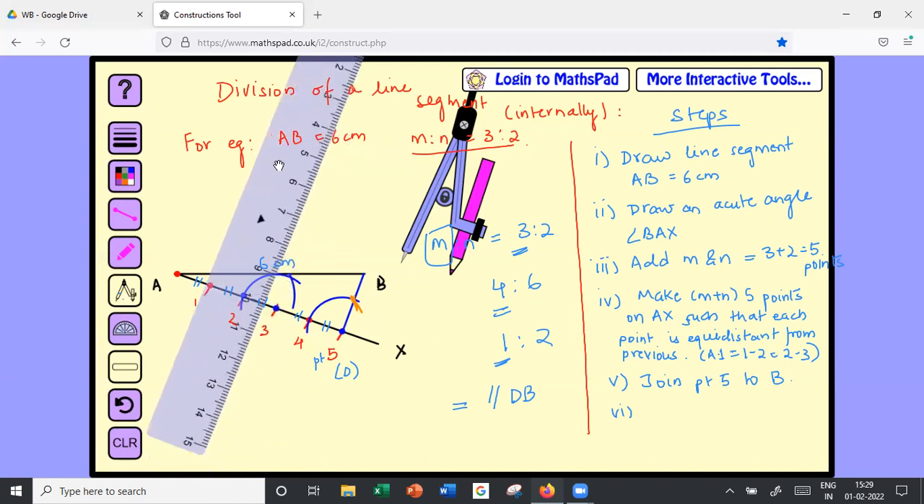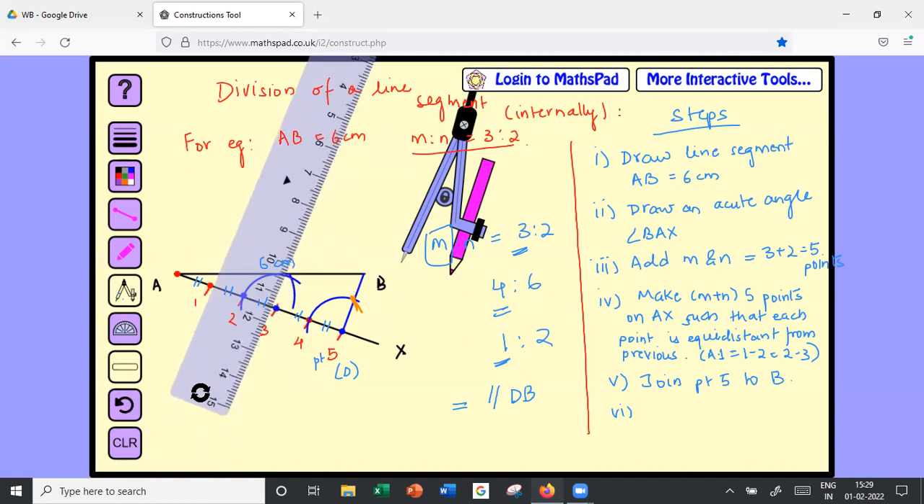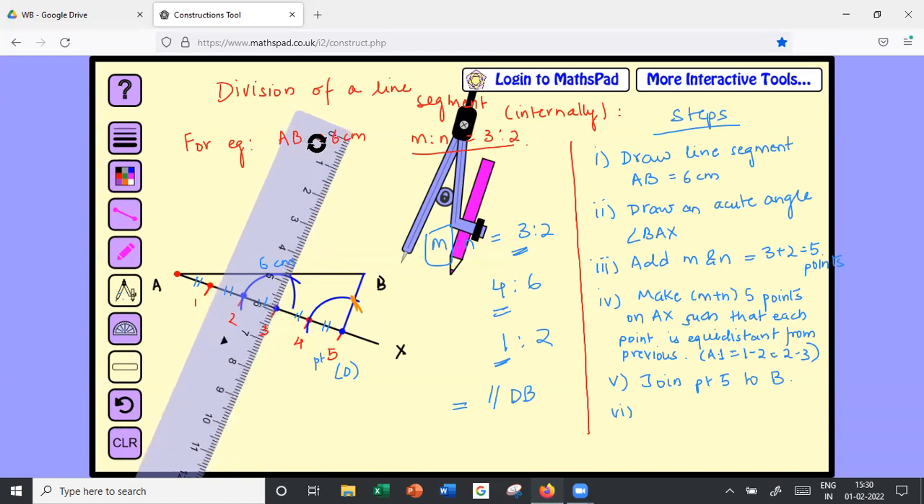Done, ma'am. Awesome. So now you can measure AB and check. See wherever that point is cutting the line AB, what is the measure? Like, is it in the ratio 3:2 or not? You yourself can check it. Okay, I can't get it that accurate.